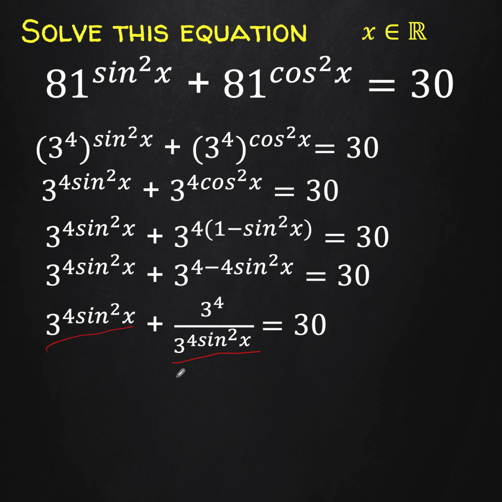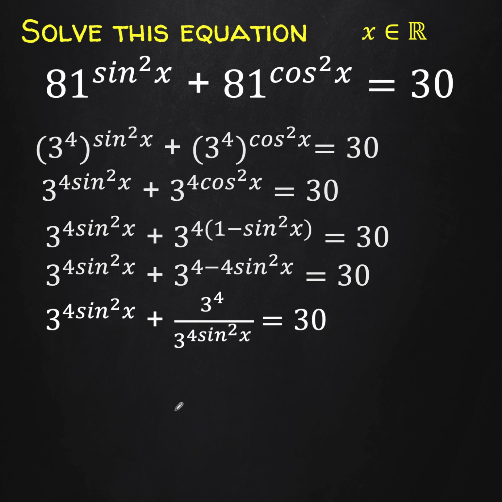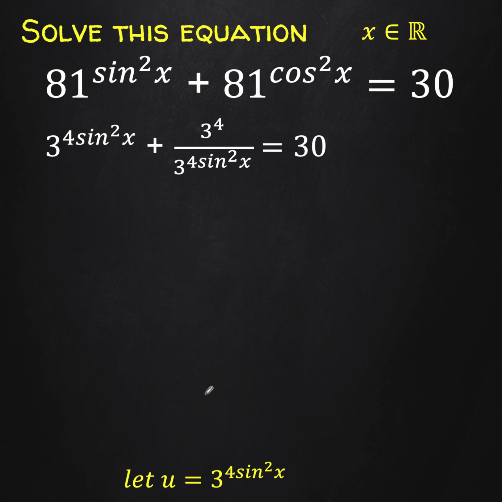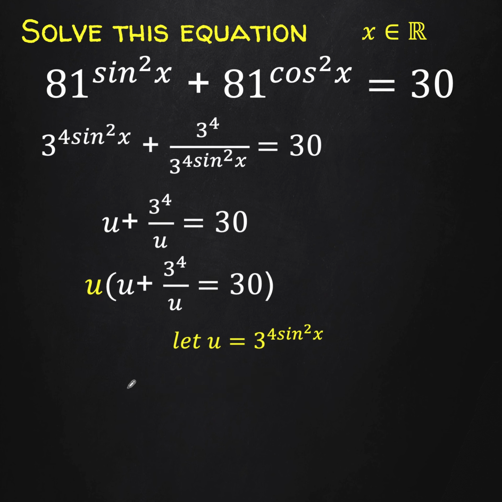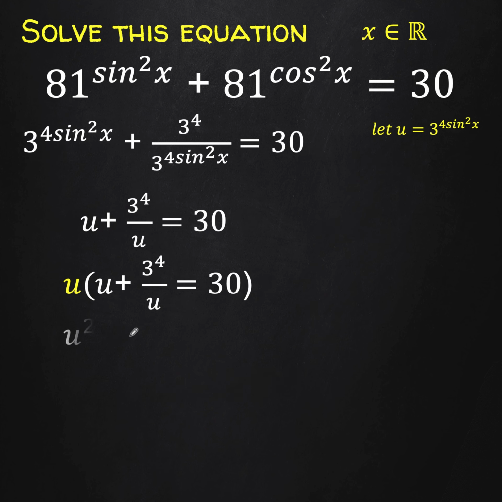Now, notice that this part and this part are the same. So let's use variable substitution to make our algebraic manipulation easier. We now let u be equal to 3 raised to 4 sine squared x. And so this equation can now be written as u plus 3 to the fourth over u equals 30. Then to eliminate this denominator u, let's multiply the equation by u. Distributing u to both sides of the equation, we have u squared plus 3 to the fourth, which is 81, the u is cancelled, equals 30u.